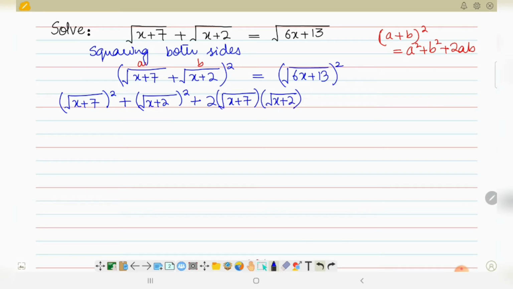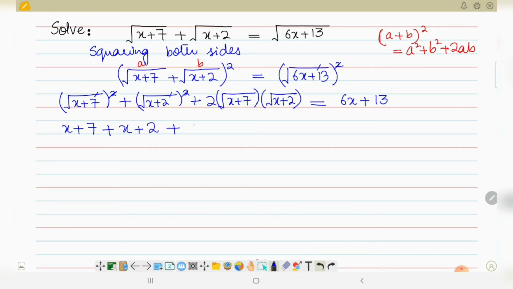So we have opened the algebraic identity as a square plus b square plus 2ab, and on the right hand side, if you see, the square will get cancelled by the root and you have 6x plus 13 as it is. Now let's solve the left hand side. This square will get cancelled by the root and we have x plus 7. Again the square will get cancelled by the root, we have x plus 2.